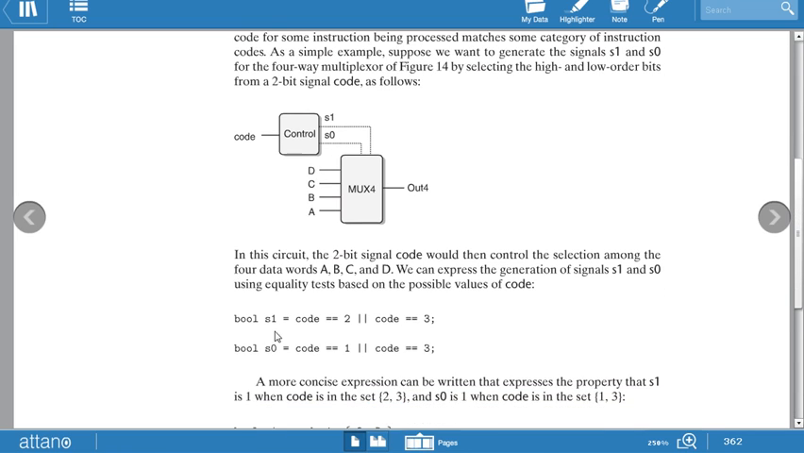So this is your Boolean expression. S1 equals code double equals 2, OR code equals 3. So S1 is true for either code 2 or code 3. S0 is true for either code 1 or code 3.